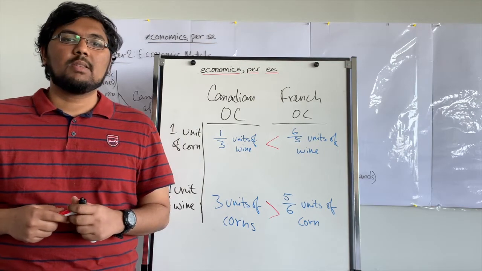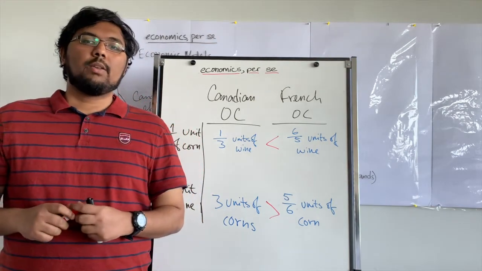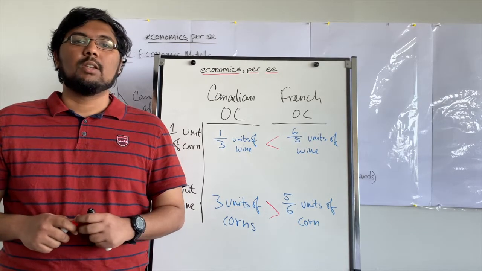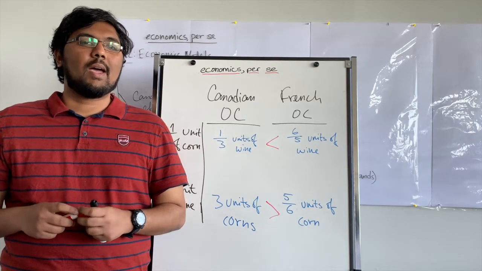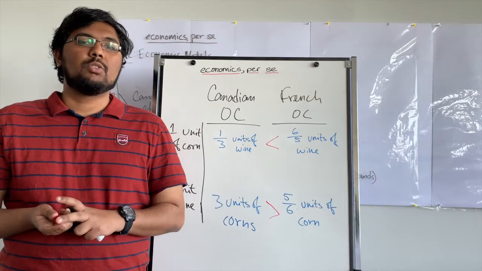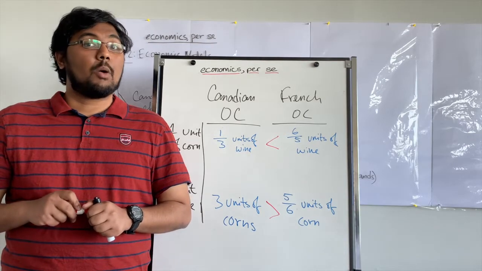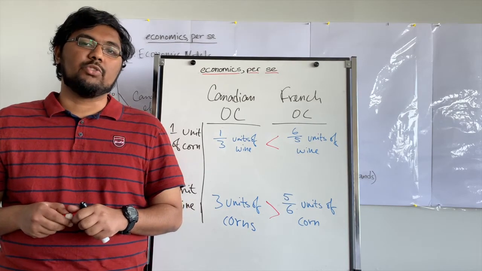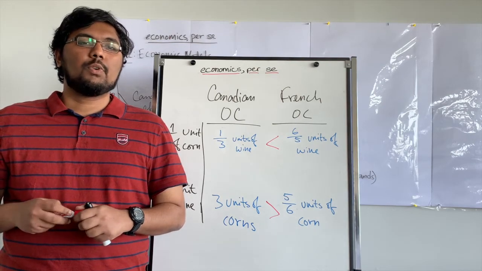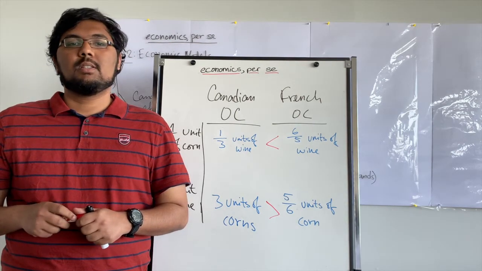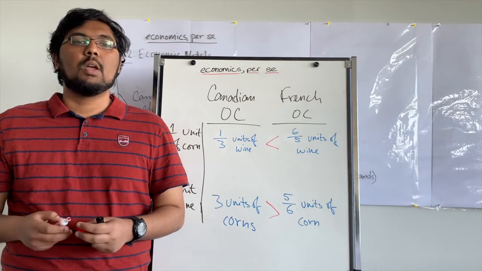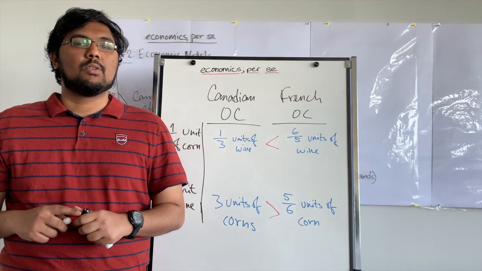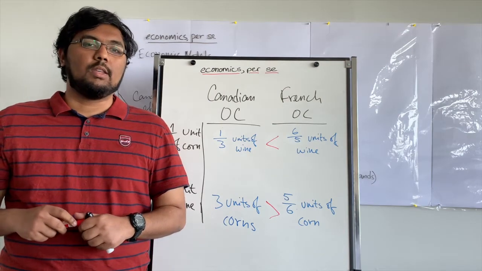In these cases, it can be said that Canada has a comparative advantage in corn production and France has a comparative advantage in wine production. A country is said to have a comparative advantage in producing a good or a service if its opportunity cost of producing that good or service is lower than that of the other countries. The same goes for individuals as well. An individual is said to have a comparative advantage in producing a good or a service if its opportunity cost of producing that good or service is lower than that of the other individuals.